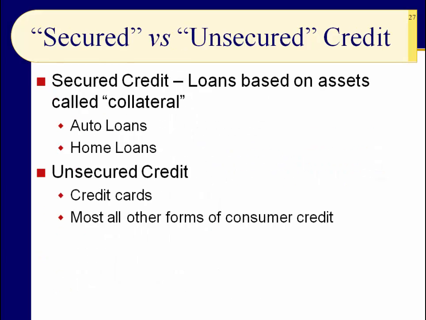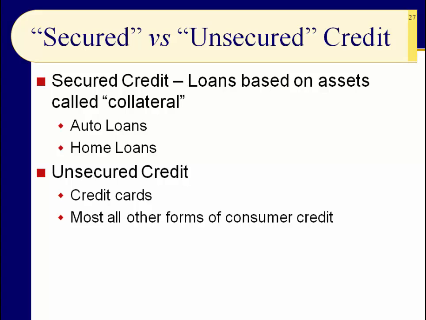So secured credit are loans based on assets called collateral, like your home or car or furniture. And unsecured credit is virtually everything else, credit cards and revolving credit. Those are unsecured credit. So if you don't pay, can they take your house, your car, and whatever? No, they don't bother. They just write it off, but it hurts your credit, of course, so you need to pay attention.